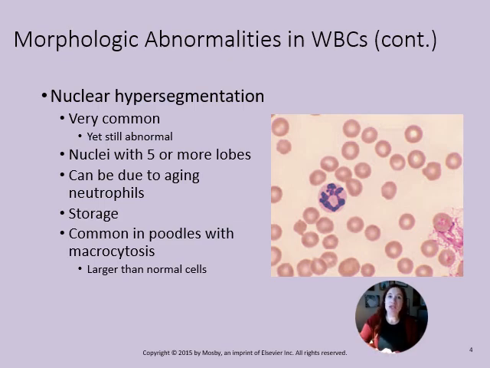It can be due to the aging of neutrophils. Okay, so we know that the neutrophils have their life stages and have their process. As it starts to go through its aging process, it may start to segment more because it's kind of that dying off stage, that apoptosis. The storage of this and the time, and then also it's common in poodles with macrocytosis, and that's going to be larger than normal cells. So is that an issue? Not necessarily. It's just something to know. Again, know your breeds and know your history.